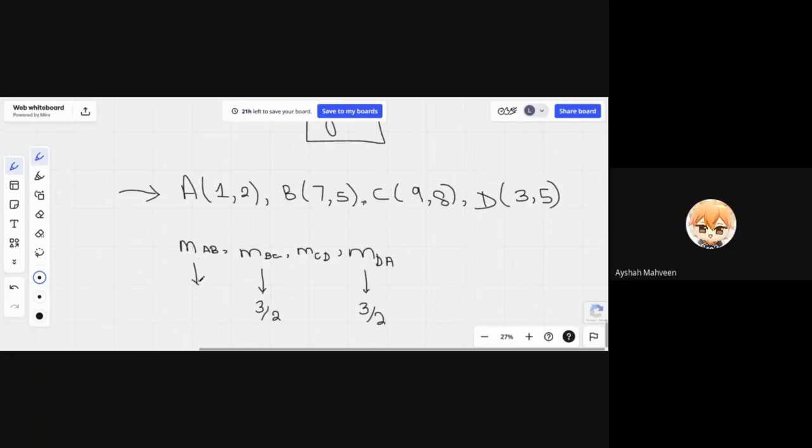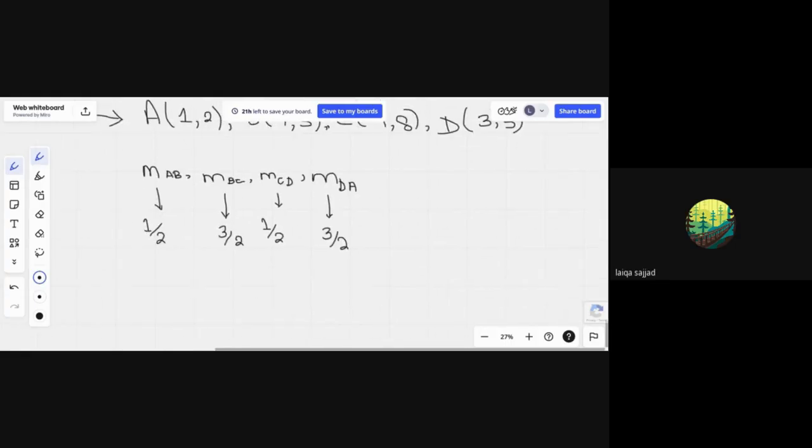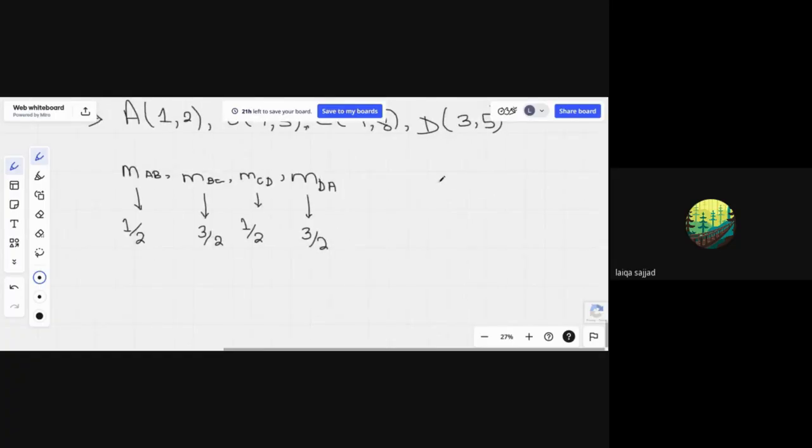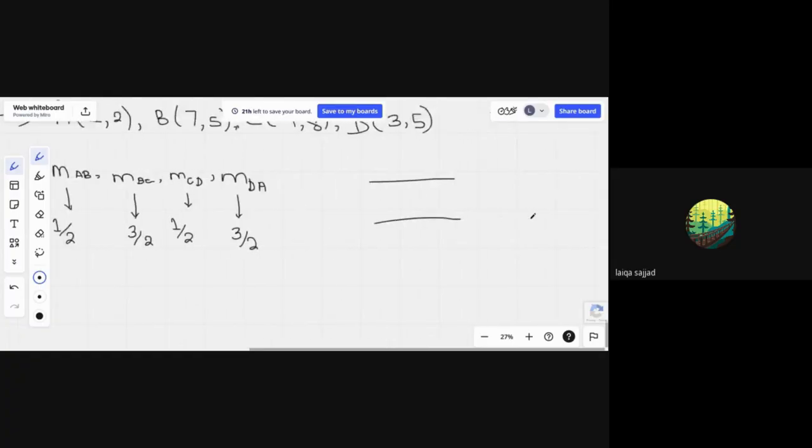-1/2 and 2. Both of these are 1/2, right? Okay. You can recheck. Just like we know that the slopes of perpendicular lines are negative reciprocals of each other, similarly, the slopes of two parallel lines are always equal to each other.